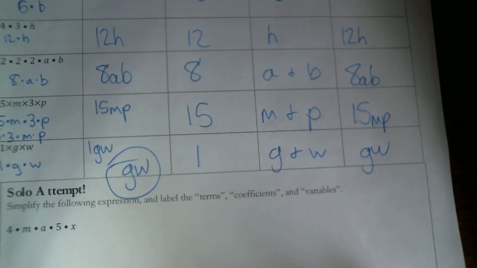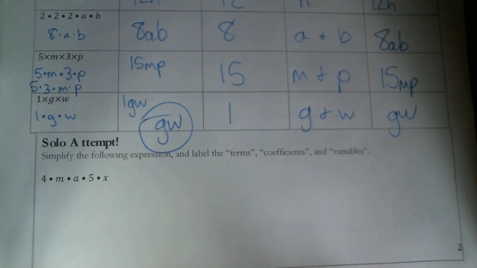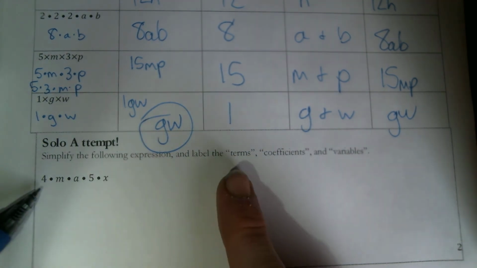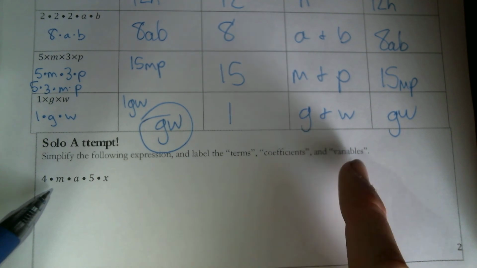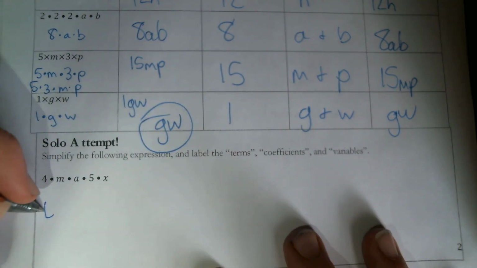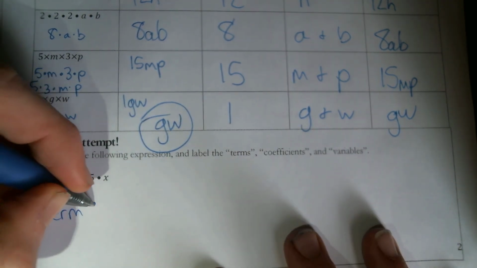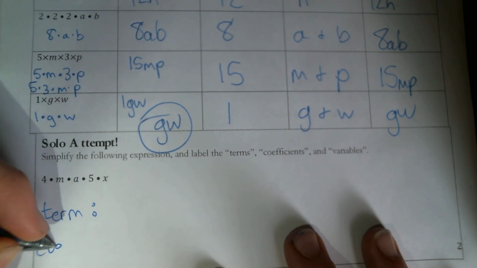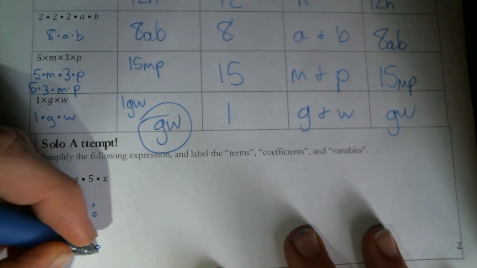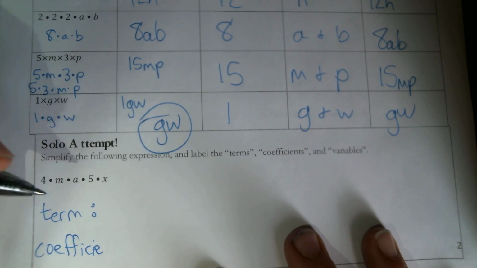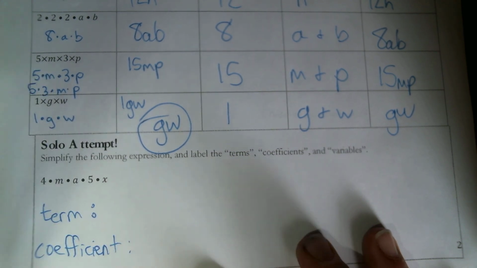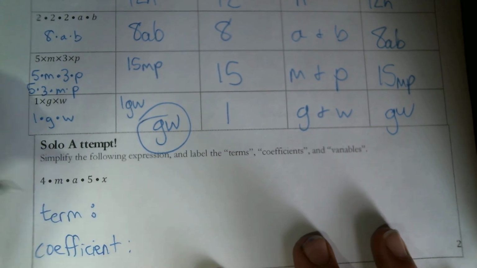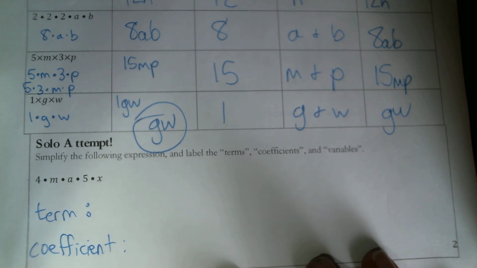All right, last one. See if you can get this simplified as far down as you can. Label the terms, the coefficient, and the variable. So again, pause the video, try to simplify this down as far as you can.